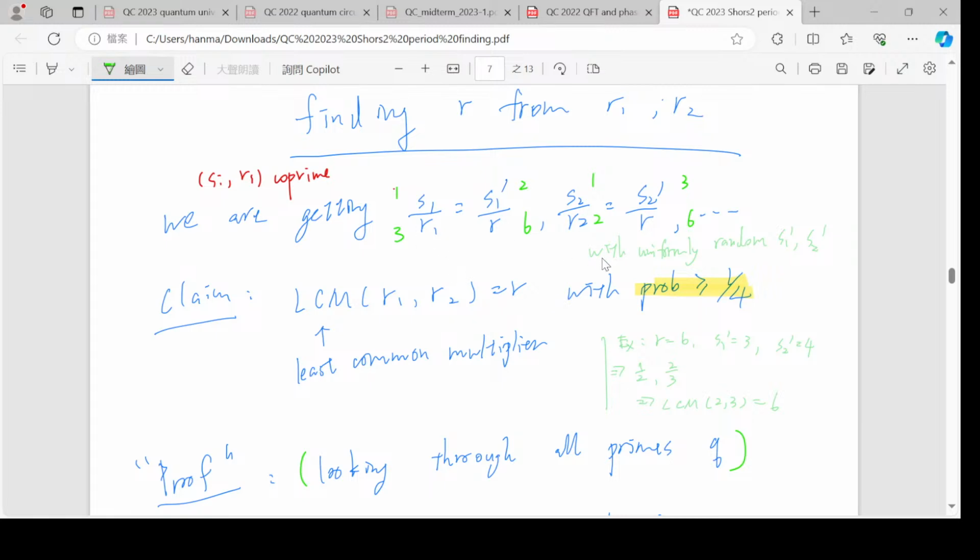And so really the bad case only happens when S1 prime and S2 prime have the same cofactor to R. Both of them will take out that factor from R, and so when you take the least common multiple of R1 and R2, you don't get back to R.